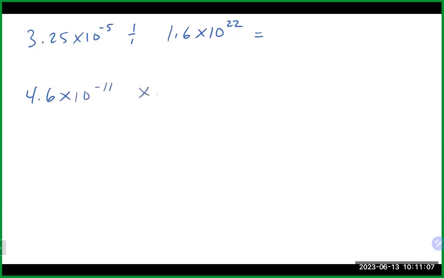So let's just try one here just to make sure everybody can punch it in correctly. Let's do 3.25 times 10 to the -5, and we'll divide it by 1.6 times 10 to the 22. And then let's do 4.6 times 10 to the -11 times 3.3 times 10 to the, we'll do 5. All right, I'll do it as well since I made it up. Let's see what we do.